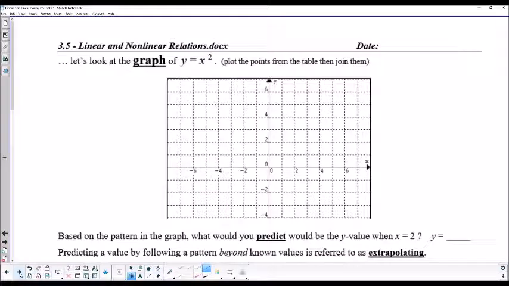Okay, so we're going to graph these. So there was a point (-2, 4). So we're going to plot that here. And then there's a point (-1, 1), which is plotted right there.